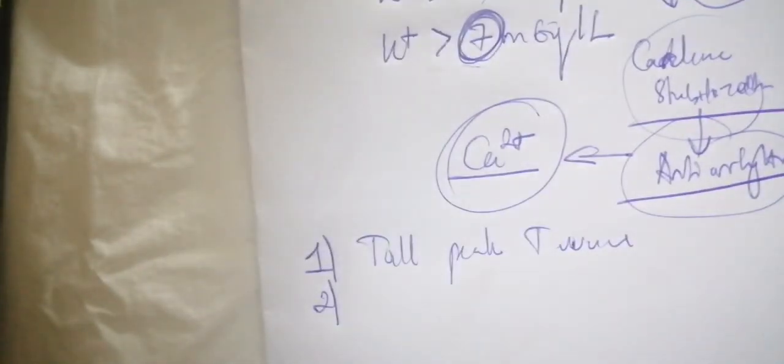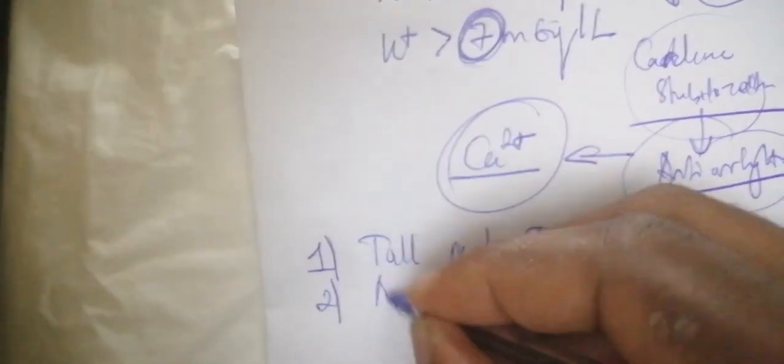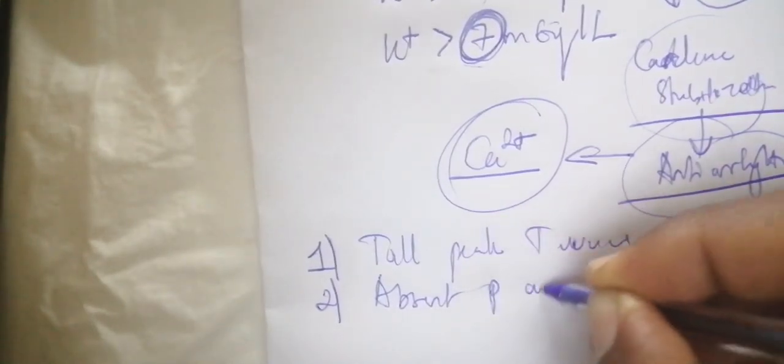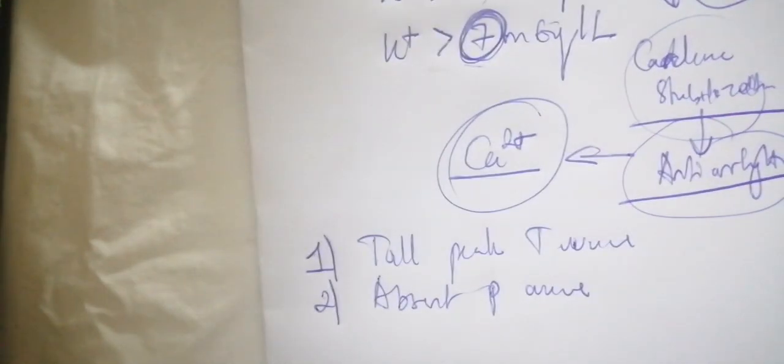Okay, so now what are the signs of hyperkalemia on ECG? The first sign that you are going to have is a tall peaked T wave. Is it clear? As we said initially, the tall peaked T waves are going to be diffuse on all the leads. The next thing that you are going to have is the absent P wave. When you have absent P waves, that is another sign of hyperkalemia.